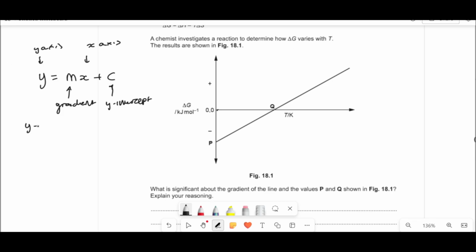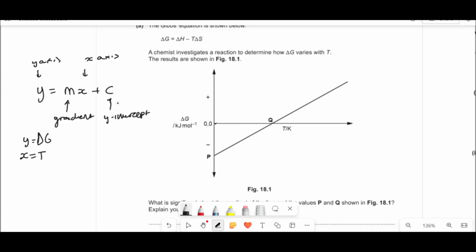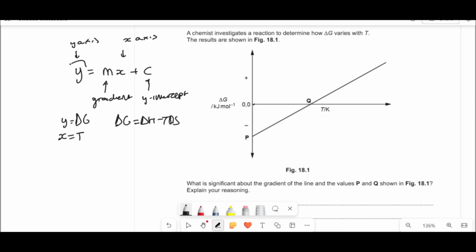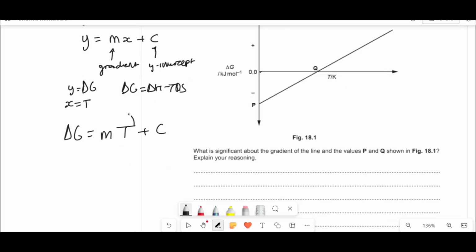So if we look here, our y-axis is delta G, our x-axis is temperature. I'm not thinking too hard about the y-intercept just yet. Now, let's compare it to the Gibbs free energy change equation. So delta G equals delta H minus T delta S, right? So y is delta G in this example, x is T, m is what's timesed onto it, plus c.